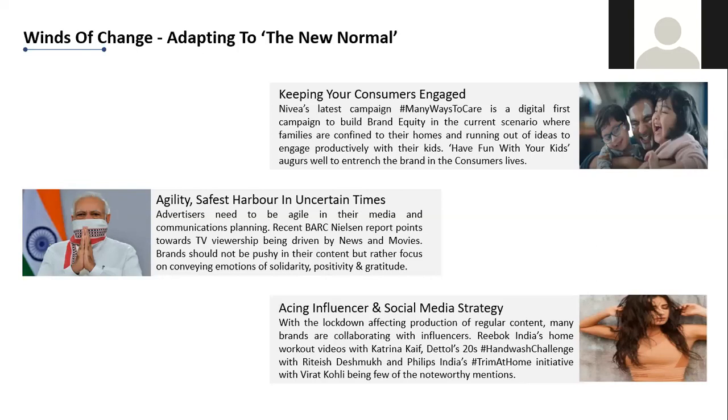And Reebok did that with home workout videos. People were at home, there was no exercise. So Reebok really cashed in on this situation, and they did home workout videos with Katrina Kaif. And then you had Dettol's hand wash challenge. You had Ritesh Deshmukh and Philip coming together to do this whole trimming at home, because salons were closed and people couldn't go out for a haircut. So, understanding the consumer needs, identifying the influencer, and then getting the influencer to influence consumer behavior, brands are able to latch onto that and activate that. That is again one of the big ways in which brands could still stay relevant within their consumer set.